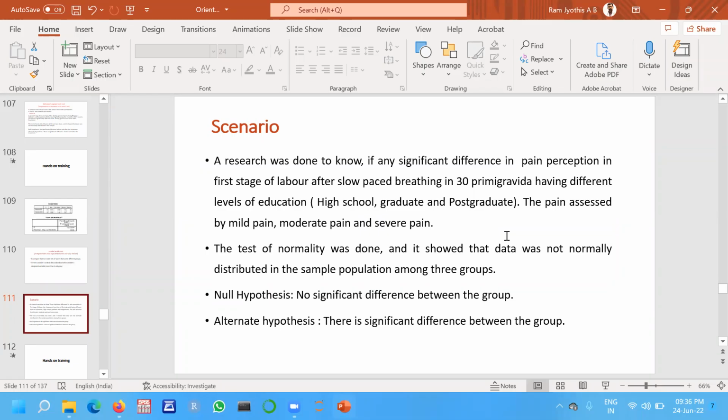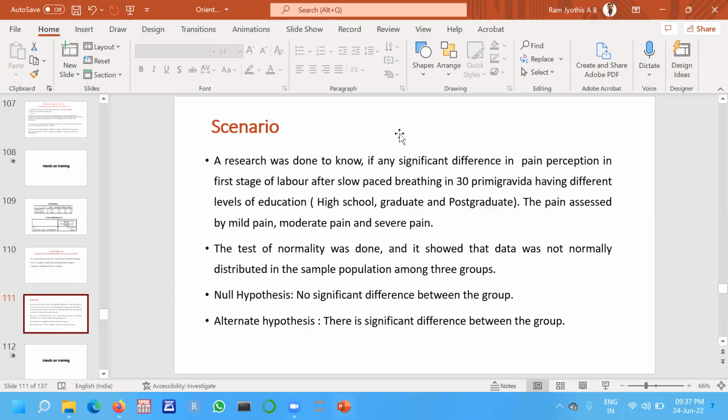So what we are going to study is, there is a hypothesis that if you practice slow-paced breathing, then there is a reduction in pain perception in the first stage of labor. And we are comparing this with the levels of education. What is the logic behind that? How you perceive the techniques of slow-paced breathing, and what is the relation between the learning of slow-paced breathing and the levels of education.